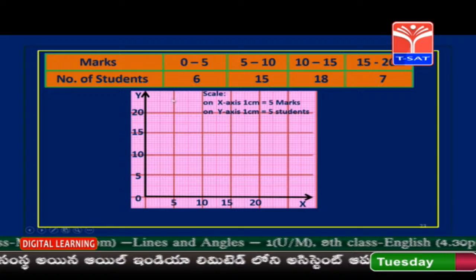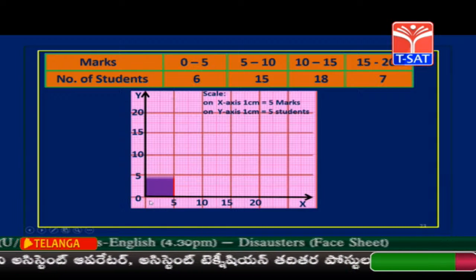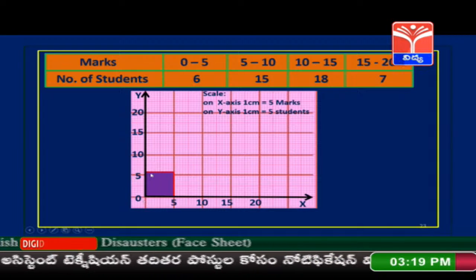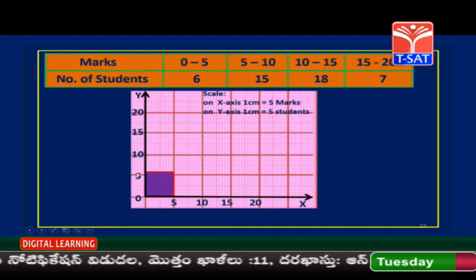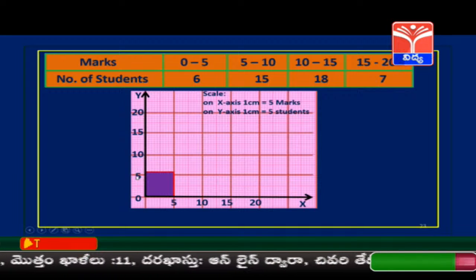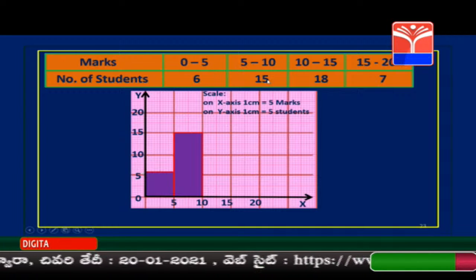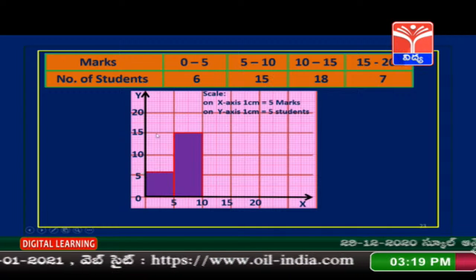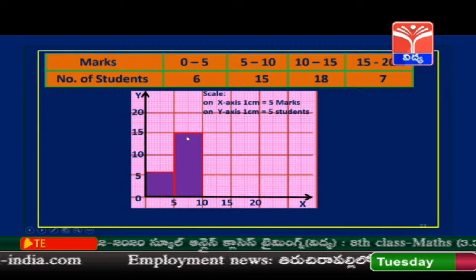Okay children, where is the first class here? 0 to 5. Yes, here is the first class. Now what I am doing? I am taking a rectangle, and what is this value representing? Yes, it is 6. Children, 1 centimeter equal to 5. Then the second line will become 6. 5 to 10, 15, here we can take as it is here, 15 is the direct number, right? So 5 to 10 class is having 15 frequency.